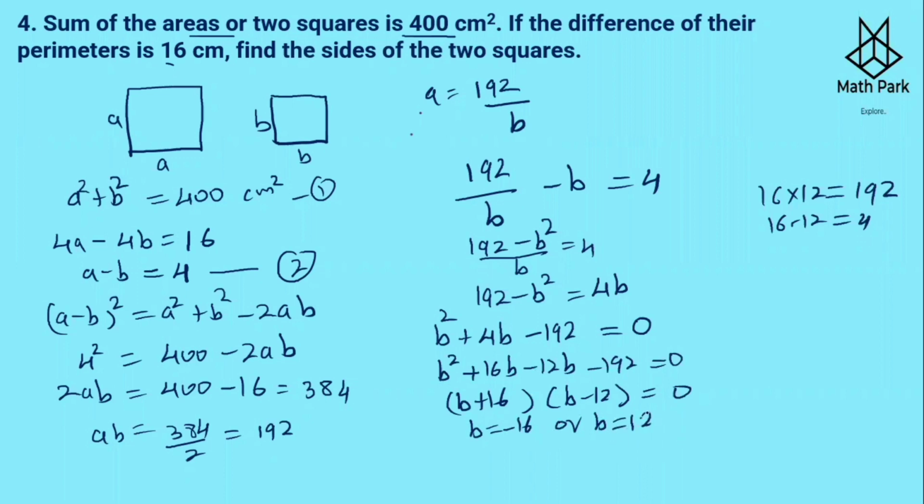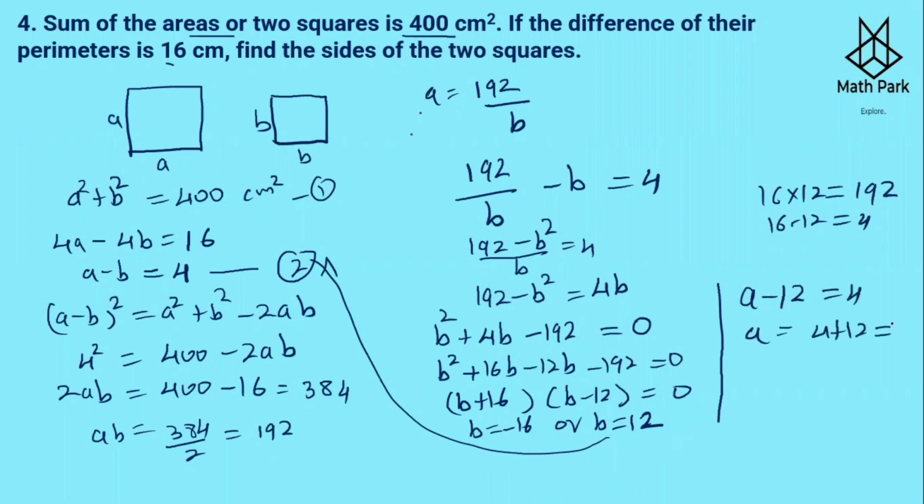So if we have b is equal to 12, we substitute this in equation number 2. Putting the value of b is equal to 12 in equation number 2, you have a minus 12 is equal to 4. So you get a is equal to 4 plus 12, which is 16. So this is how you get the sides as 16 centimeter and 12 centimeter are the sides of the two squares.